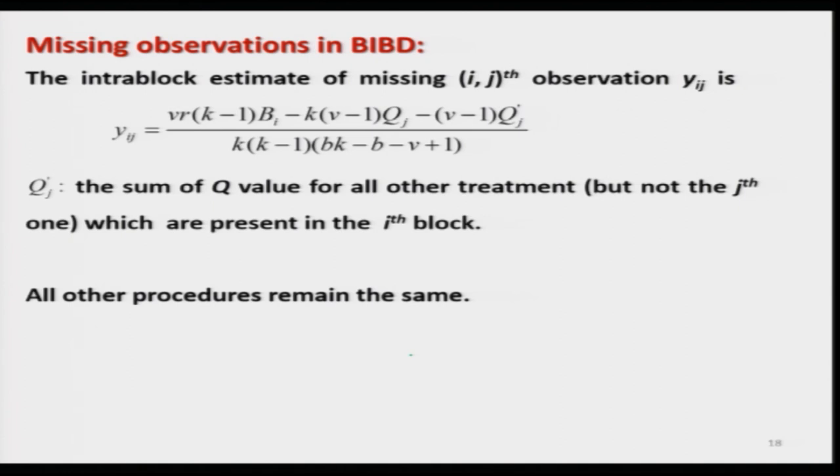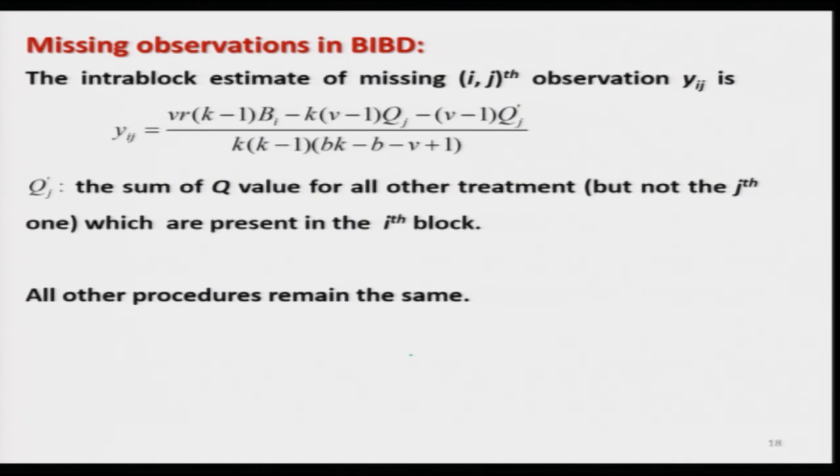Now, if you try to recall, when we considered complete block designs like RBD, we considered the situation that if any observation is missing from the experiment, then one option is that the missing observation can be estimated using the available observations. And for that, we can use the missing plot technique.